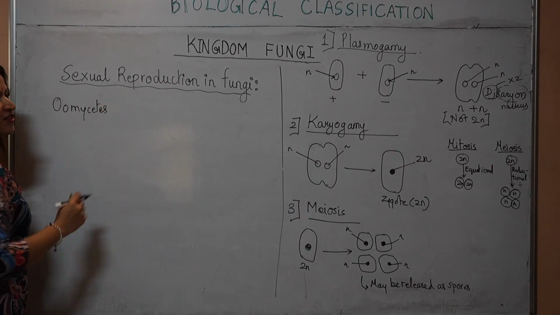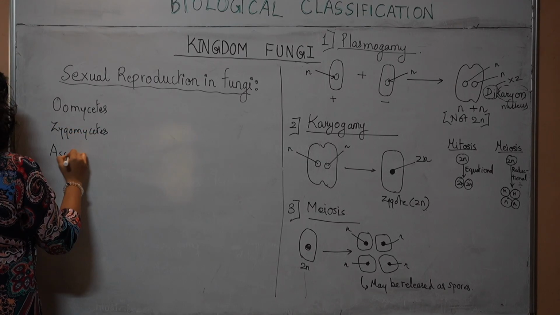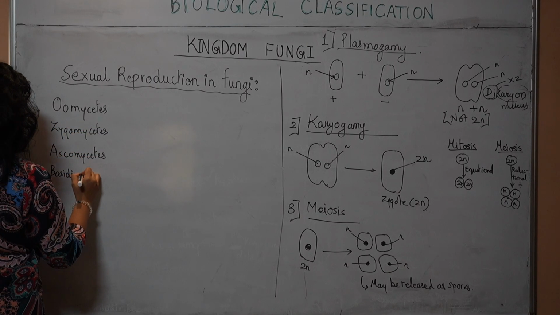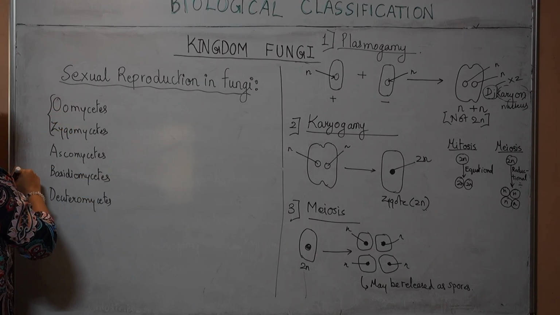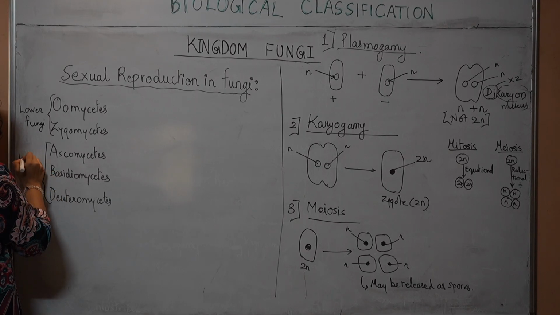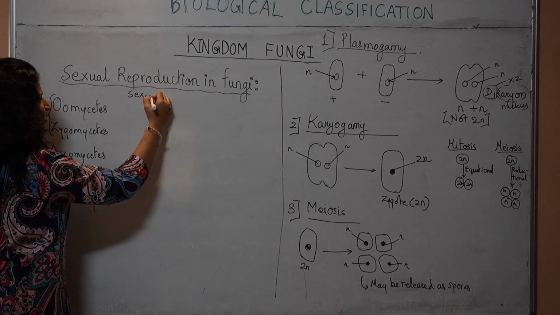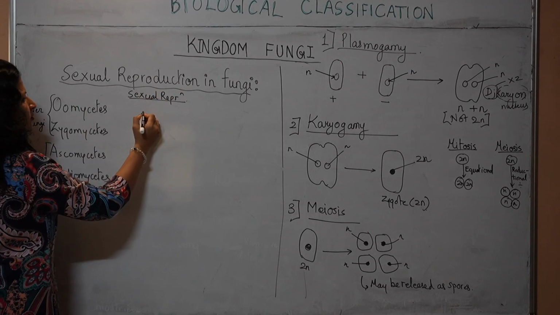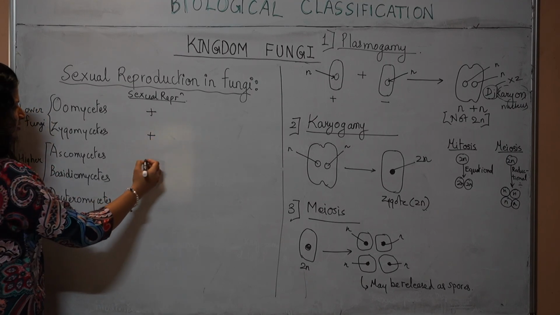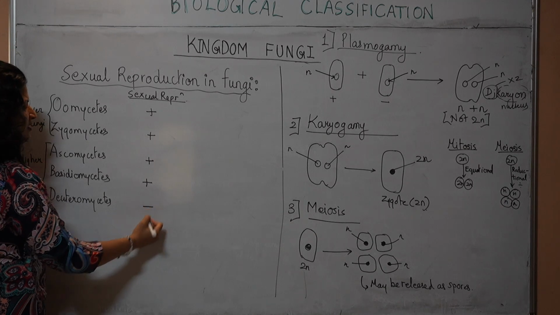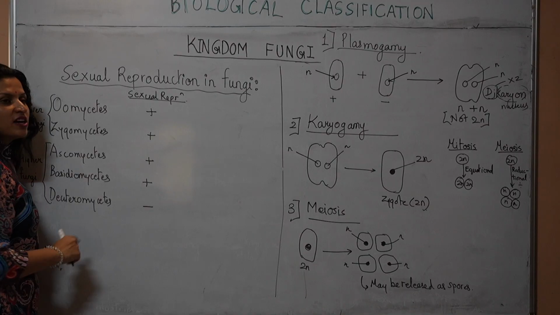The 5 classes of fungi that you have learned are oomycetes, zygomycetes, ascomycetes, basidiomycetes and deuteromycetes. These are your lower fungi and these are supposed to be your higher fungi, isn't it? Do all of them undergo sexual reproduction? In oomycetes, sexual reproduction is present. Zygomycetes, sexual reproduction is present. Ascomycetes, present. Deuteromycetes, sexual reproduction is absent. In fact, that is the reason why they are called fungi imperfecti.